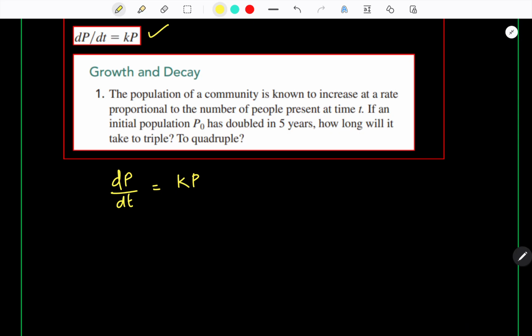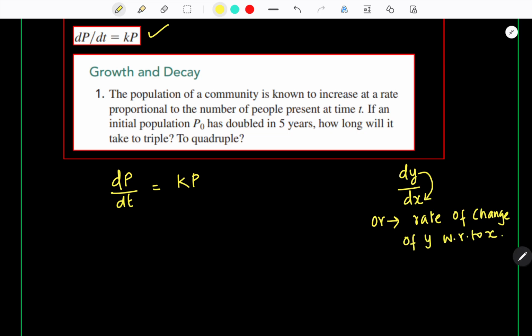How? Let's talk about your differential calculus. dy by dx. What's the meaning of dy by dx? y is differentiated with respect to x, or you can say, the rate of change of y with respect to x. It means y will keep changing according to the change of x, right? That's the meaning.